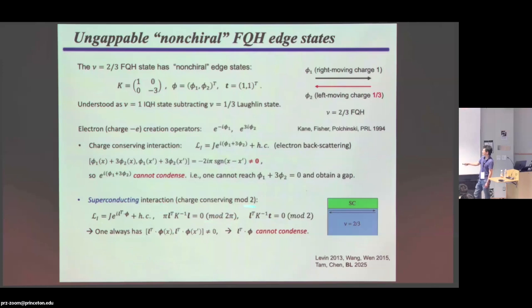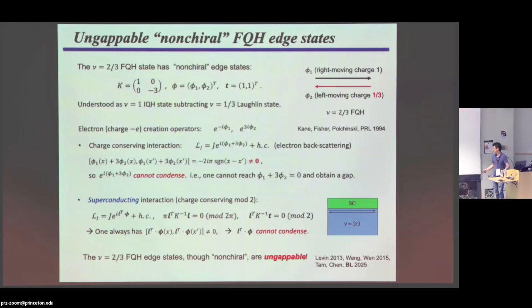And more recently, people have shown, in Michael Levin's paper and also the paper by Zhu, Wang and Xiaogang Wen, that even if you add superconductivity to the two-thirds state, which would allow more kinds of interactions that satisfy the bosonic condition, braiding angle 0 mod 2π and the charge you create being 0 mod 2, you can still show that for any such solution, the fields cannot commute to 0. So this field cannot condense. That means you cannot obtain a gap. That's an important example that's ungappable.